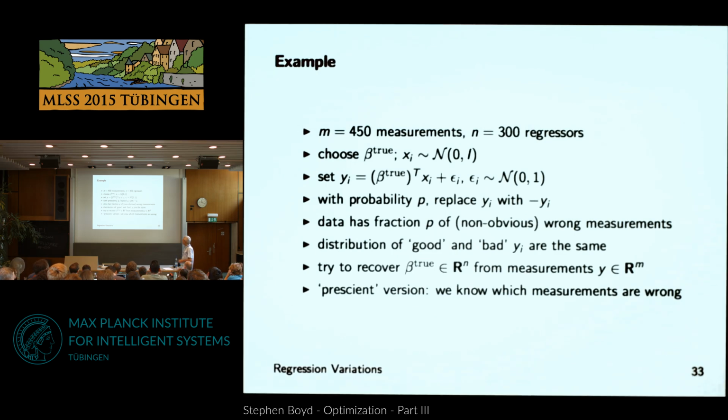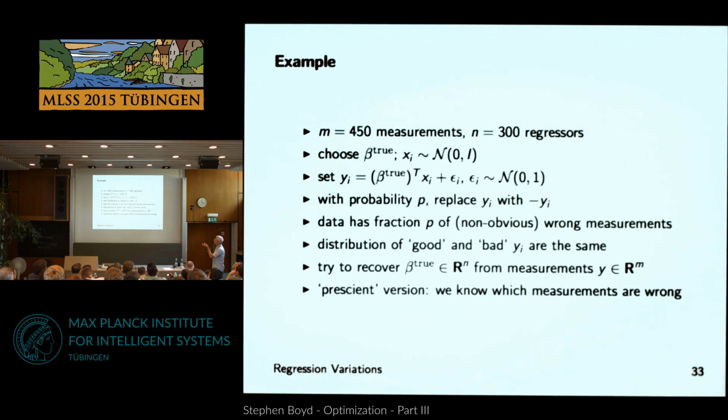To make things that are plausible but completely wrong, we're simply going to do this: with probability p, we replace y with minus y. Because the features were generated with zero mean, the distribution of all the y's is identical, and that means these are not obvious outliers at all. There's no way you could look at them and say, oh, measurement number 17 is wrong. Everybody got this? This is important, because it means we're making a problem that's actually quite challenging, and it wouldn't work with the naive test. So we have a fraction p of non-obvious, completely wrong measurements.